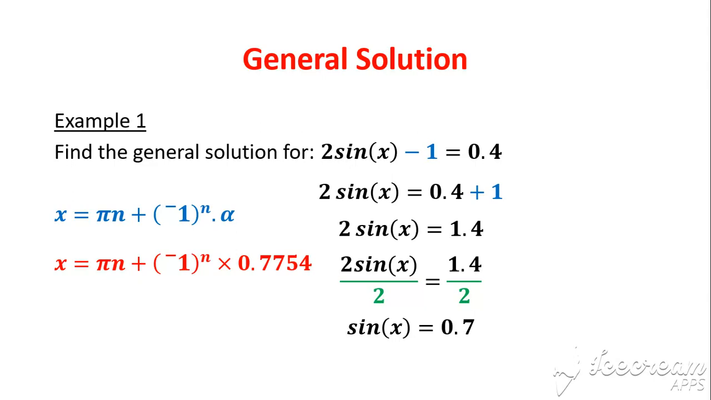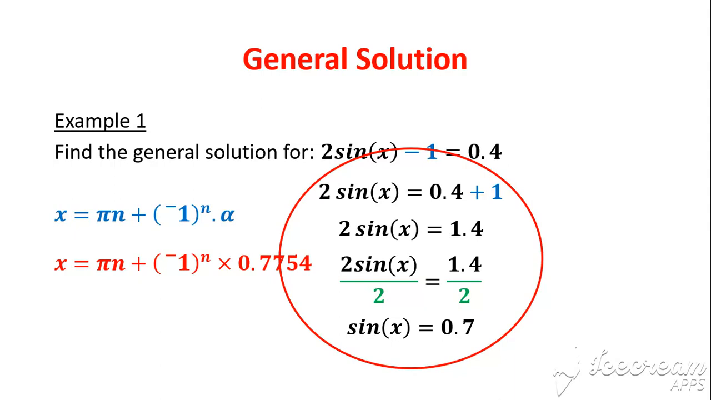Now, the key difference between this example and the one in our last video is we had to do a little bit of manipulation to get it into the form of sine of x is equal to a number. And we had to do that before we moved on and took the inverse sine to get alpha.